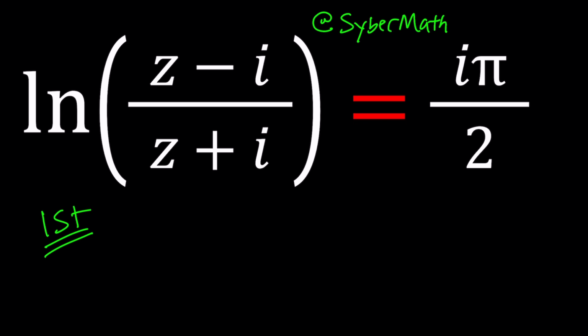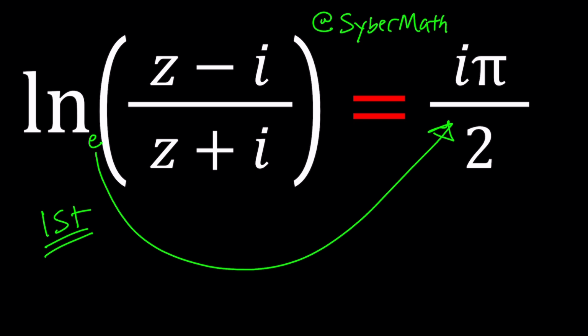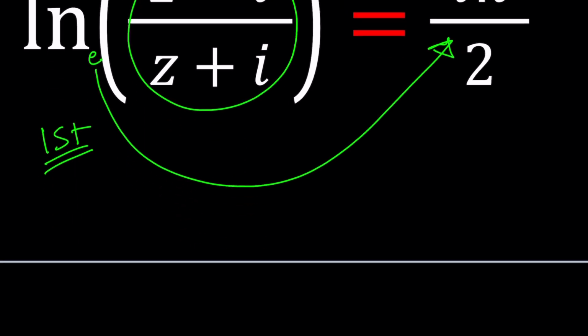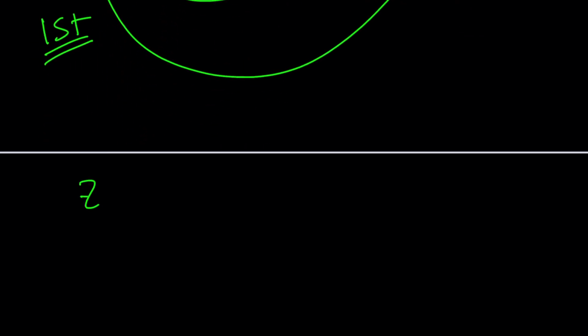So this is base e. Write a little e in there, just sneak it in there. And now we're going to use the definition. e to the power that equals the argument. So, in other words, this gives us (z minus i) over (z plus i) equals e to the power i pi over 2.